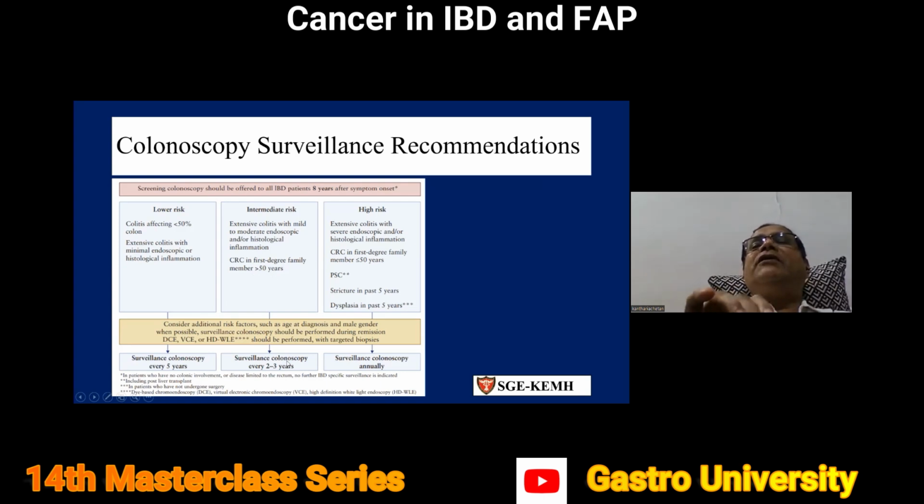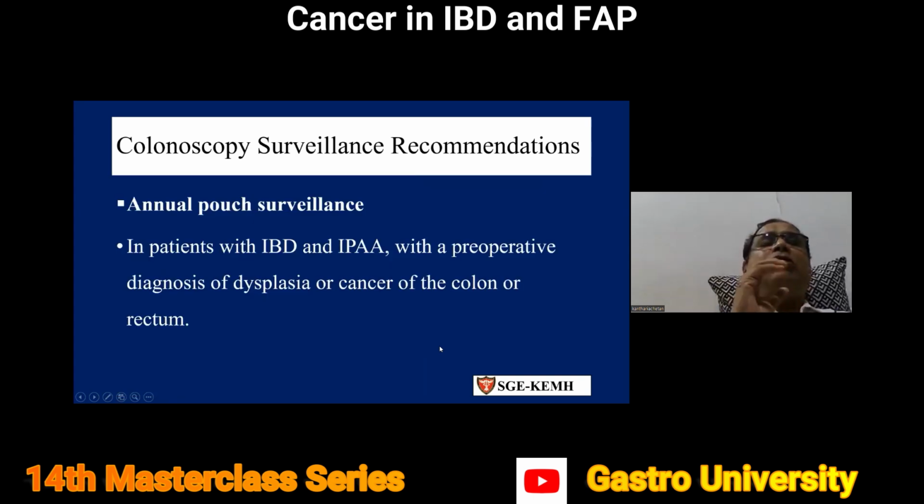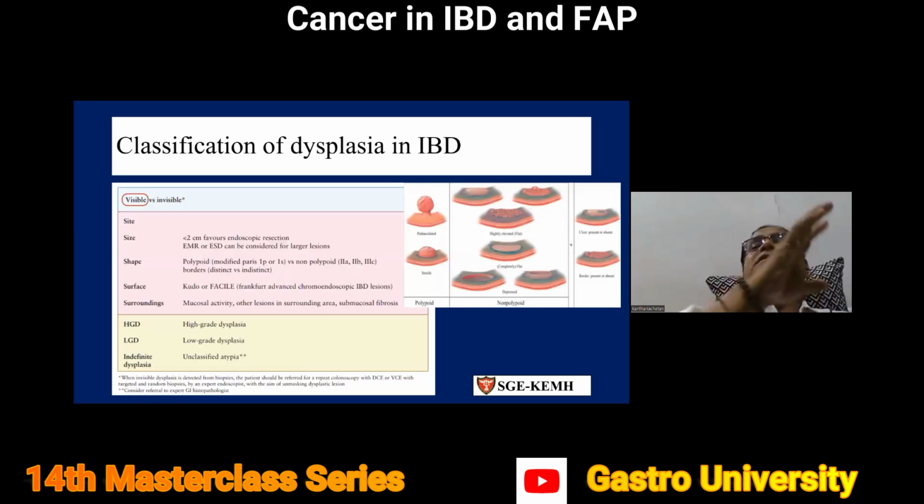2 to 3 years. Whereas patients with primary sclerosing cholangitis, extensive colitis with severe endoscopic and histological inflammation, colorectal malignancy in a first degree relative less than 50 years, strictures in last 5 years and dysplasia in last 5 years should be surveilled annually. Besides this, it is also said that an annual pouch surveillance should be done in patients who have undergone an ileal pouch anal anastomosis, in whom the preoperative diagnosis of dysplasia or malignancy of the colon or rectum was there. Now, what do you actually see on this colonoscopy?